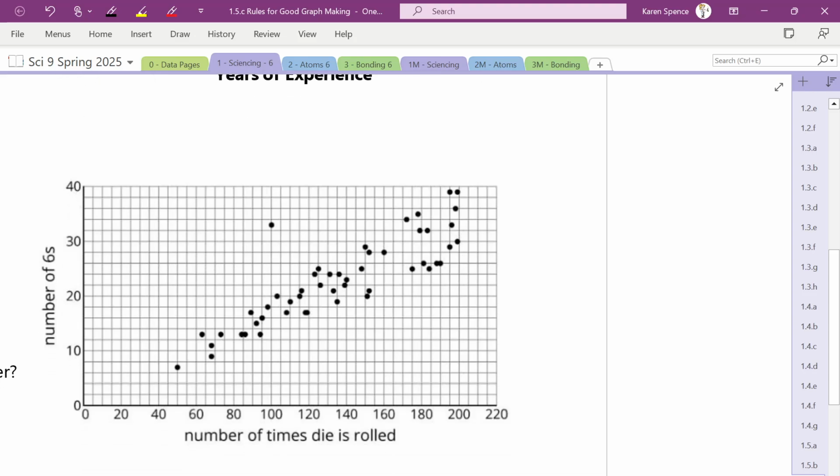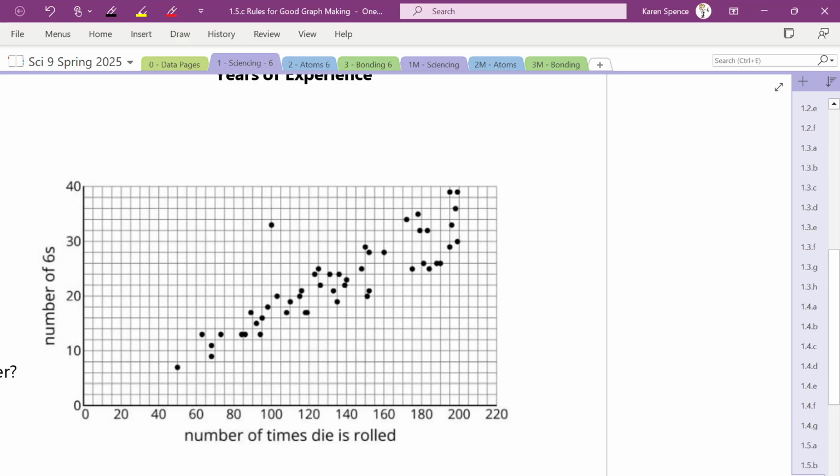So here we have a graph. Let's get rid of this because it's in our way. Here we have a graph where we have the number of times a die is rolled. You guys know what a die is? It's a single dice. Yes? So you roll it, and these are the number of 6s we get.